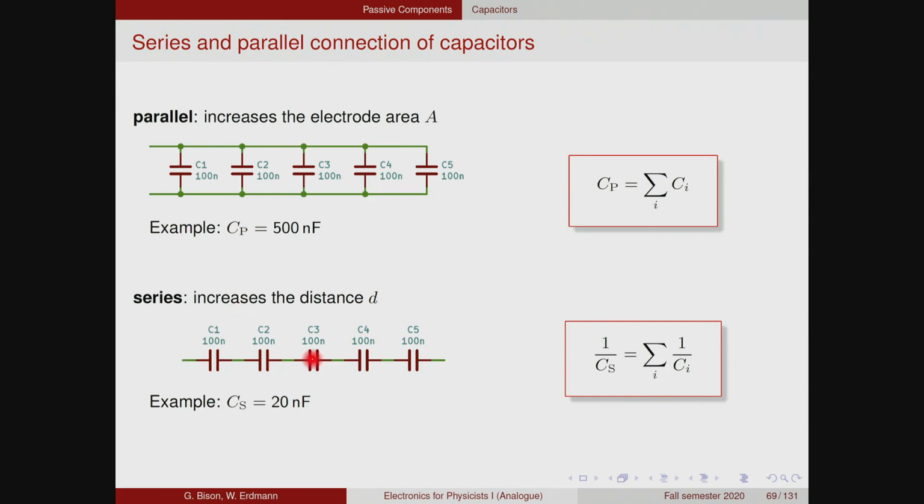If we connect them in series, you can think about that this potential here is the same as the potential here. And so in effect, we simply increase the distance between the plates. And for that reason, the capacity becomes smaller if we connect them in series. And we find the two laws according to the ones for resistors, just the reverse, that for a series connection, we have the inverse law here.